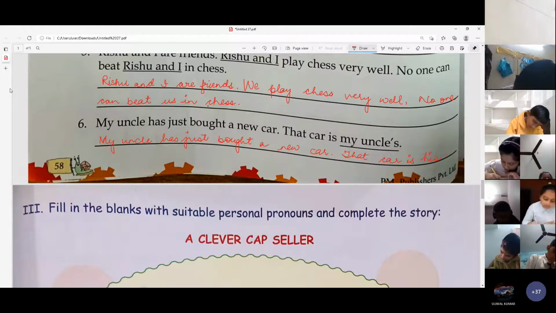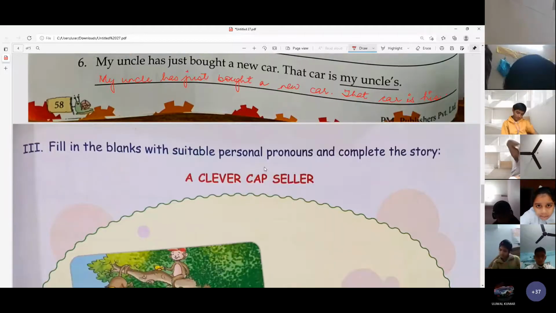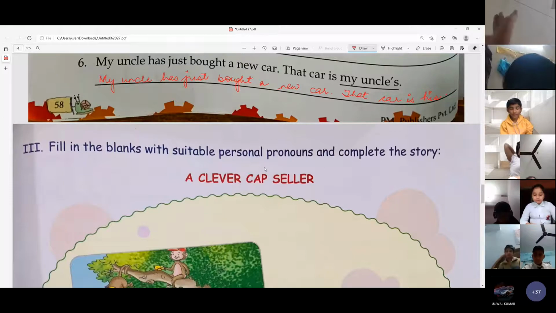Okay, done this much? Yes, ma'am. No, ma'am. Okay, I will share the PDF of the work, but children, I am also writing, so you can also write hand in hand.